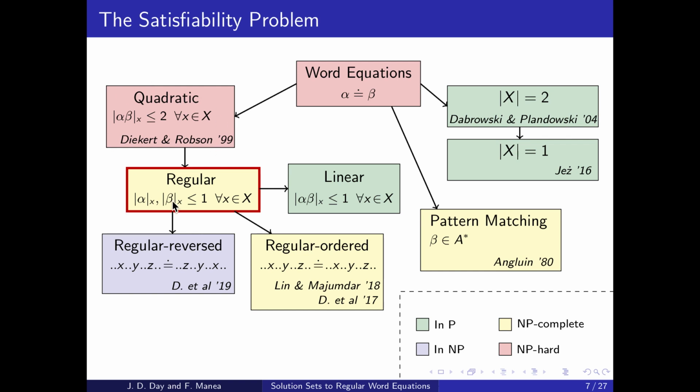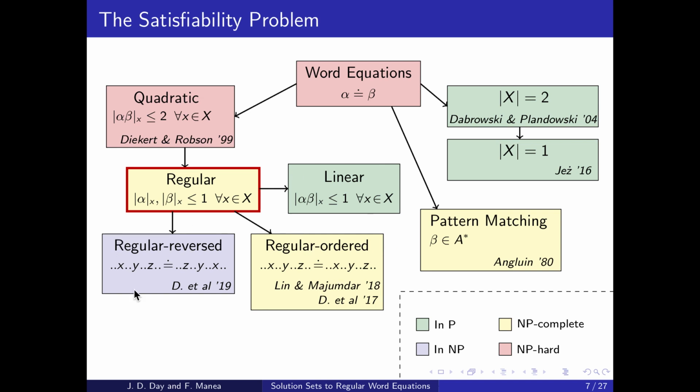At the top we have quadratic word equations, which are equations for which each variable occurs at most twice. So in that case we still have NP hardness, but we don't know any better upper bound than for the general case. Then the class of regular word equations, which is what I'm going to talk about today, is sandwiched between quadratic and linear equations. So it's a restriction of the quadratic equations, but more general than this trivial linear case.